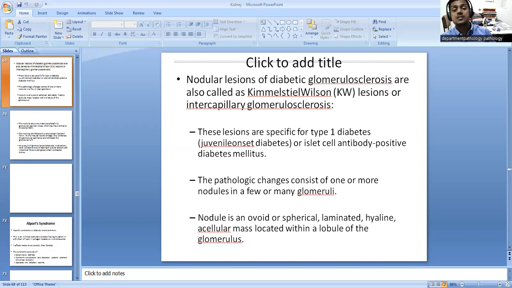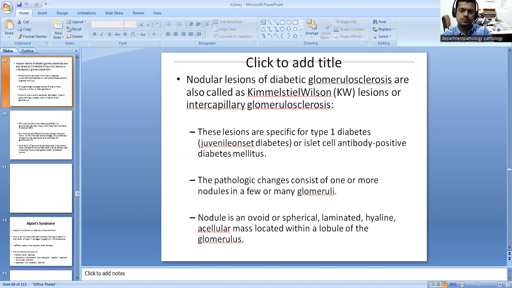The nodules are surrounded peripherally. The nodules are PAS positive and contain lipid and fibrin. As the nodular lesions enlarge, they compress the glomerular capillaries and obliterate the glomerular tuft.